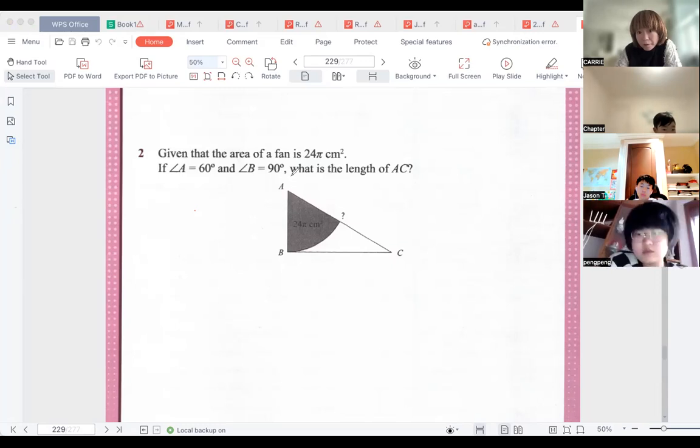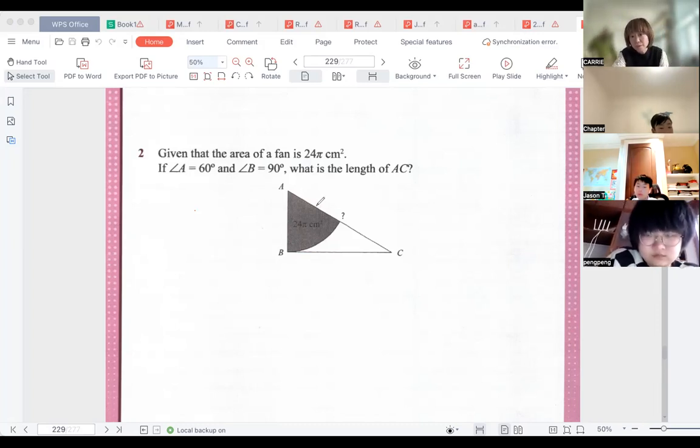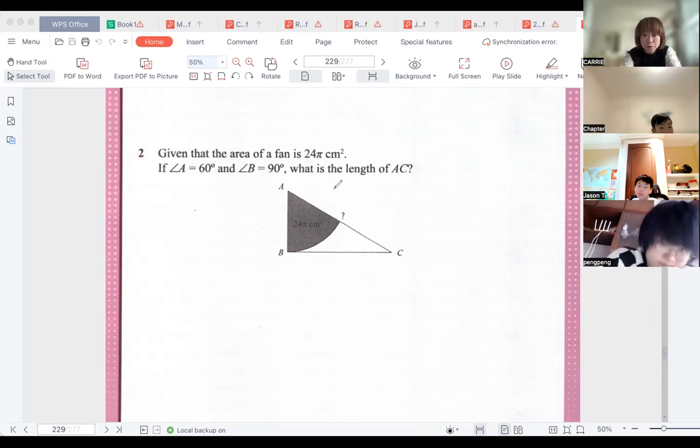So given the area of the pie, the fin is 24 pi centimeters squared. So let me just ask you, everybody. Is this one the whole portion of the circle or just a part of the circle? It's 1/6 of the circle. Okay, it is part of the circle, correct? But the thing is, we know, Jason, it is 60 degrees. So can you tell me what is a whole circle's degree?